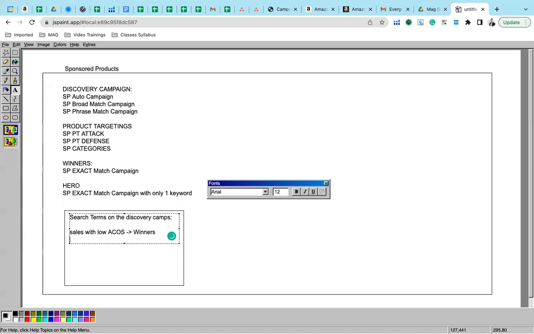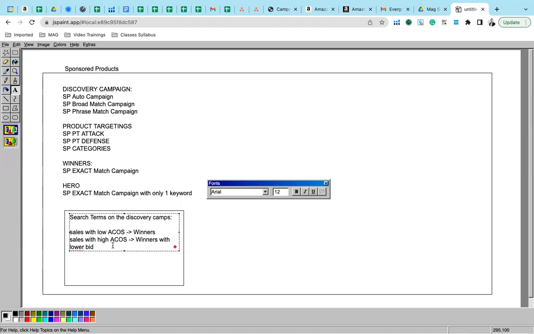We can also have search terms that are making sales, but with a high cost. We can move them to exact campaigns, but they're not clearly winners because they've made sales with a high ACoS. So we can move them to the winners campaigns, but with a lower bid. We are also going to stop the search term from running on our discovery campaigns because it's not performing well.